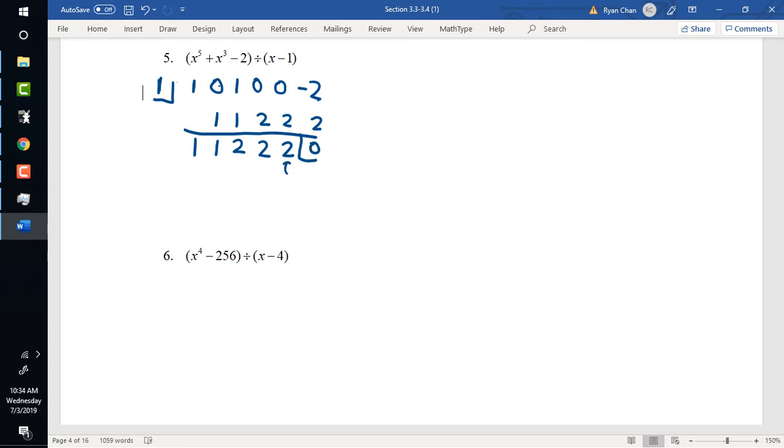And then remember, this is degree 0, then 1, 2, 3, 4. So it's going to be x to the 4th plus x cubed plus 2x squared plus 2x plus 2, and that's my final answer. I don't have a remainder, so I don't have anything left over.